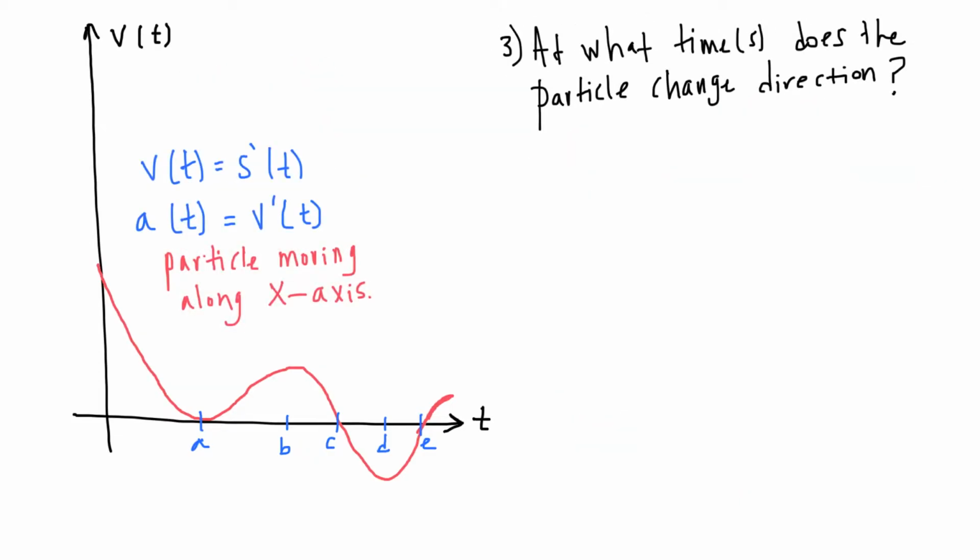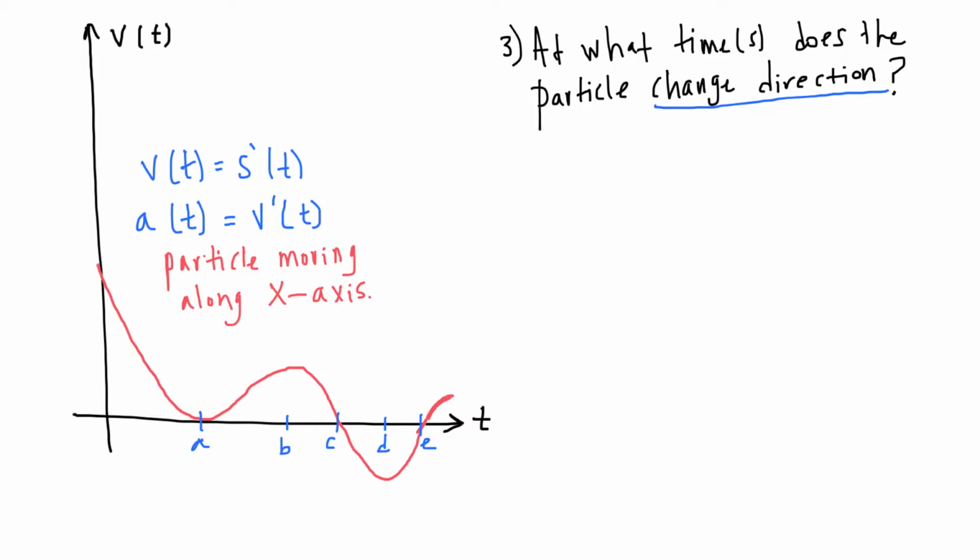Okay. So here's the next question. At what time or times does the particle change direction? And we want to change this into a question that says something about velocity. So what does it mean for a particle to change direction? What is the velocity of the particle doing if the particle is changing directions?